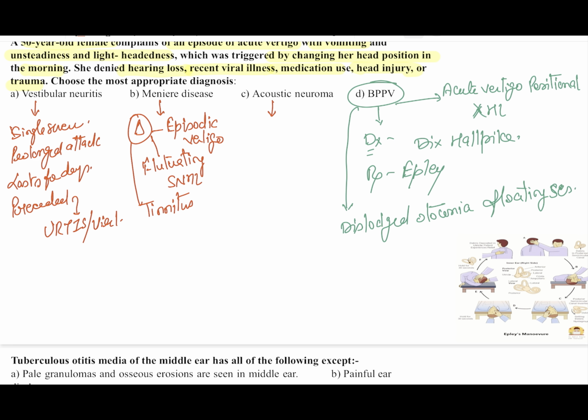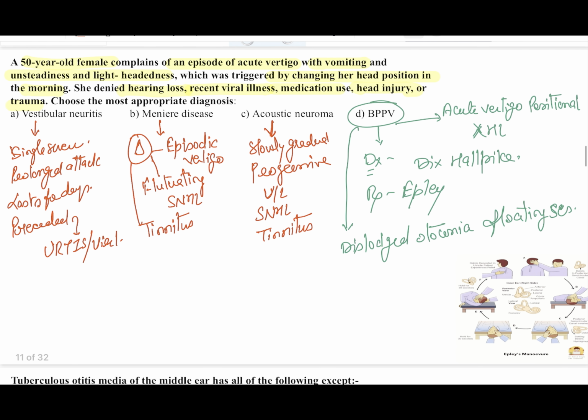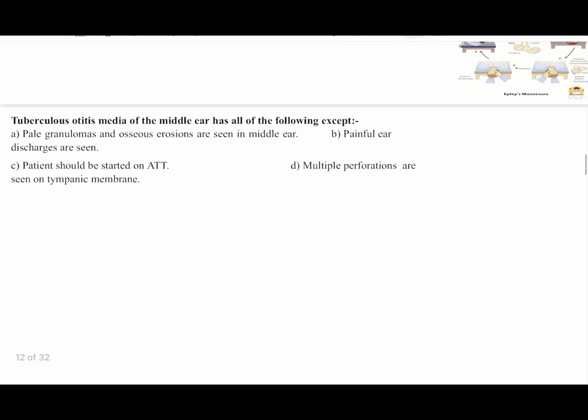Why not acoustic neuroma or vestibular schwannoma? This is the tumor. In this condition they will have slowly, gradually progressive, usually unilateral sensorineural hearing loss on whichever side is affected, though it can be bilateral also, and tinnitus, which can be present from months to years. So that's why this is also not the answer. Whenever they mention positional changes causing vertigo, then it is surely BPPV they want to ask you.